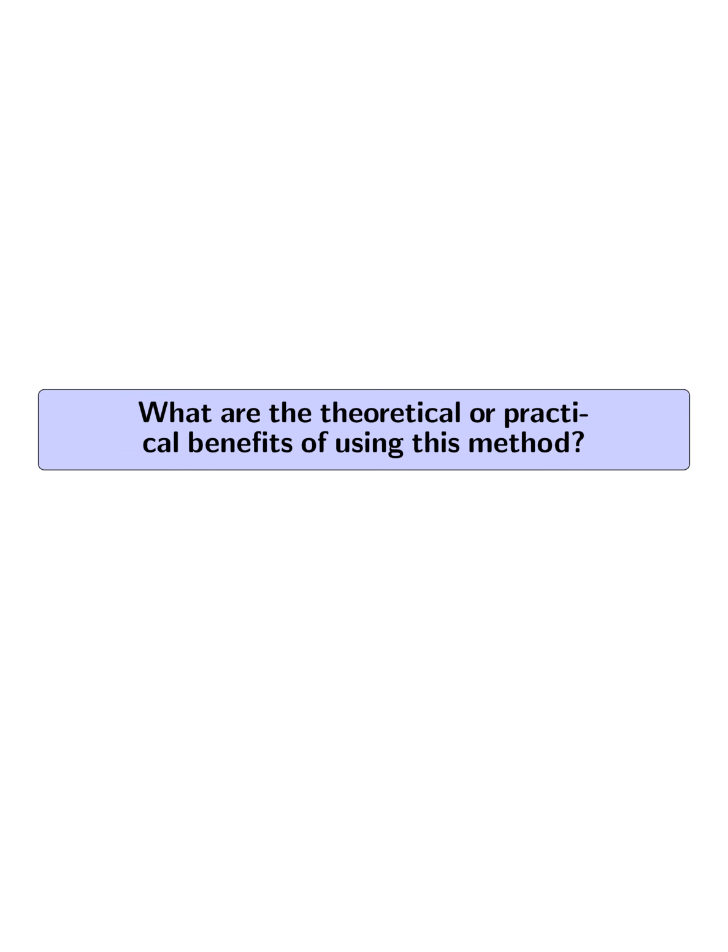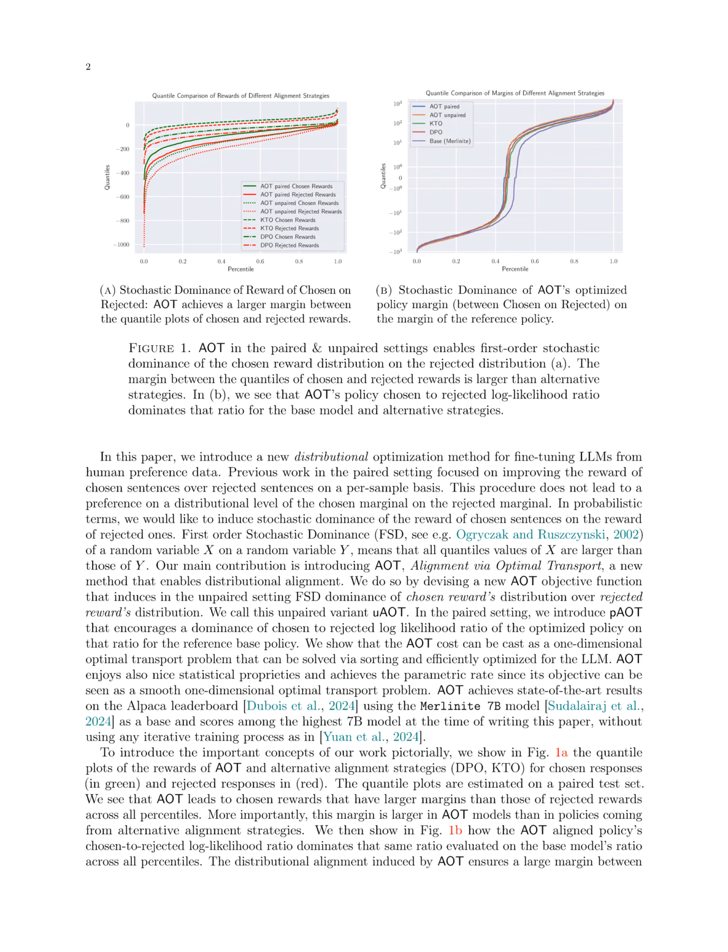What are the theoretical or practical benefits of using this method? The theoretical benefits of using the AOT method include the ability to induce distributional alignment through a new objective function that ensures first-order stochastic dominance, FSD, of chosen rewards distribution over rejected rewards distribution.